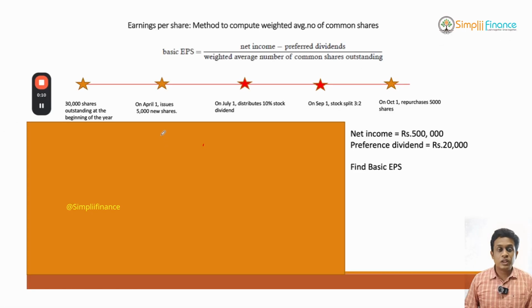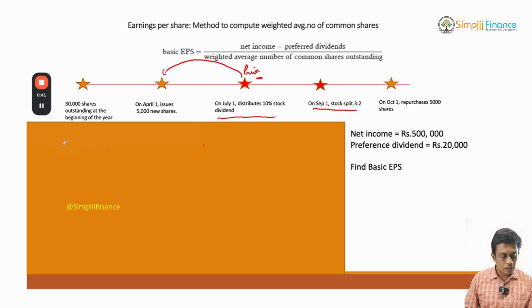So now we'll be looking at the basic EPS when there are some corporate actions happening during the year. What do we mean by corporate actions? Stock splits, reverse splits, or stock dividends. For all these corporate actions, an effect has to be given retrospectively to all the shares which were outstanding immediately prior to the corporate action. So let's see how it is to be done.